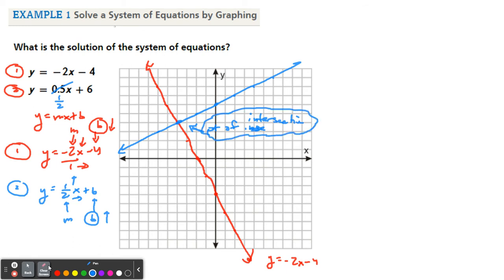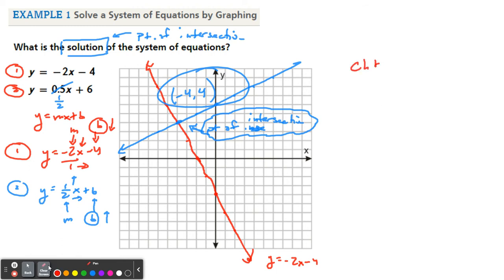That point of intersection. So the solution to these equations, these systems, is the point of intersection, where they cross. And the coordinates at that point would be from the origin left 4, so negative 4, and then up 4, positive 4. X first, y second. I think that the solution is negative 4, 4. Now, you can quickly check. Quick check, right? That's C-H-E-C-K. Check by plugging in negative 4 and 4 into each equation.